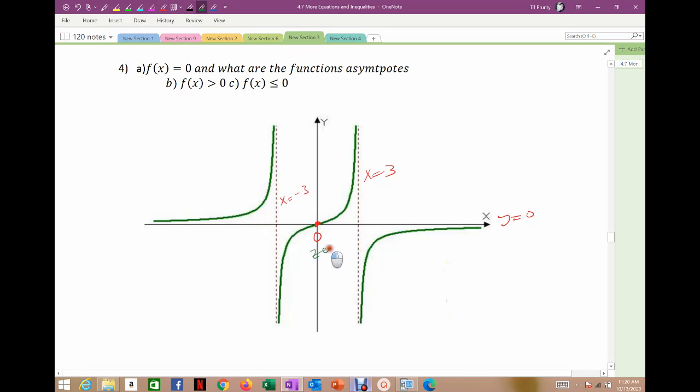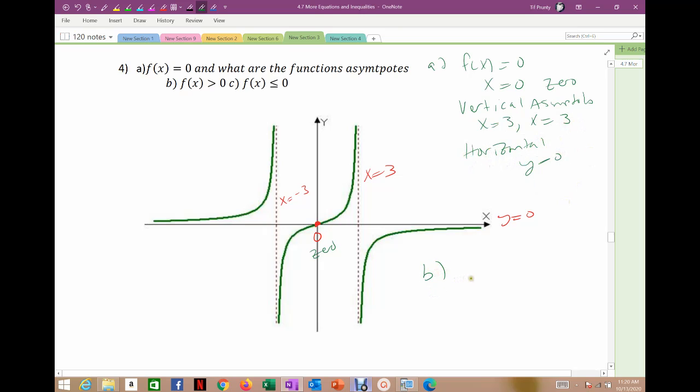Okay, so my first question, which actually is what I just labeled, right? Question A, there's my zero. So A, f of x is equal to 0 at 0, and that's it. That's my only zero. I have vertical asymptotes, 2 of them, at 3 and negative 3, and I have one horizontal at y equals 0. Alright, so there's my asymptotes.